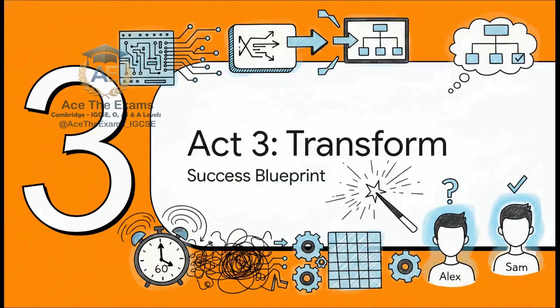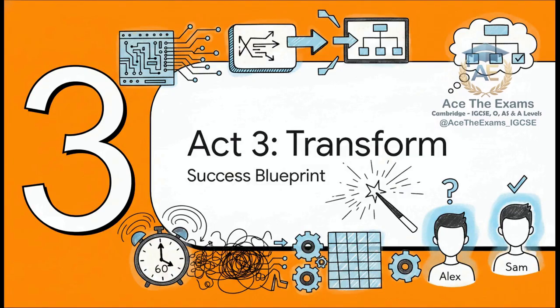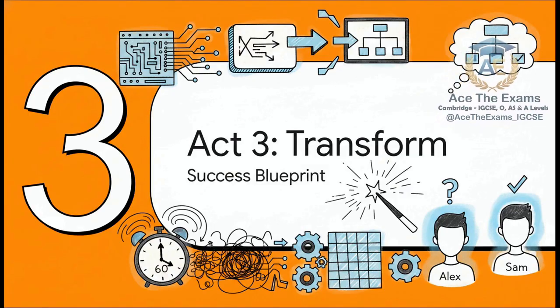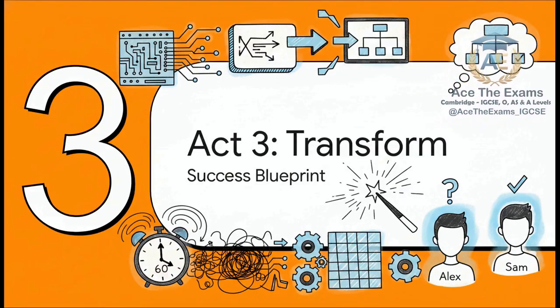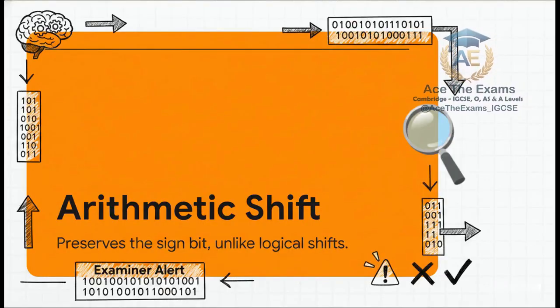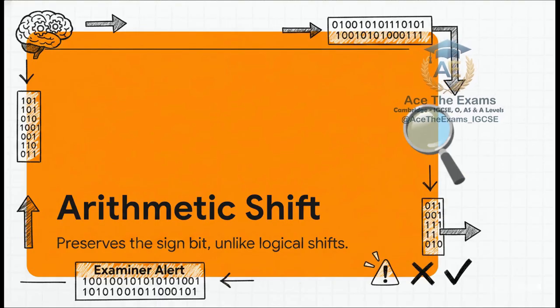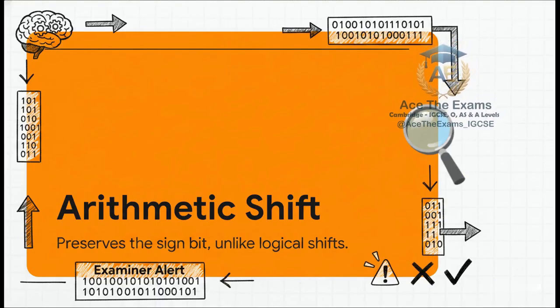Act 3, the transformation. Let's apply this computer science success blueprint. We're going to put 60 seconds on the clock mentally to rewrite Alex and Sam's flawed answers into top-tier grade A responses. We're taking their messy, unstructured thoughts and running them through our new procedural framework. But before we rewrite anything, we have to establish the ground rules. A logical shift moves bits and fills empty spaces with zeros, while an arithmetic shift preserves the sign bit.